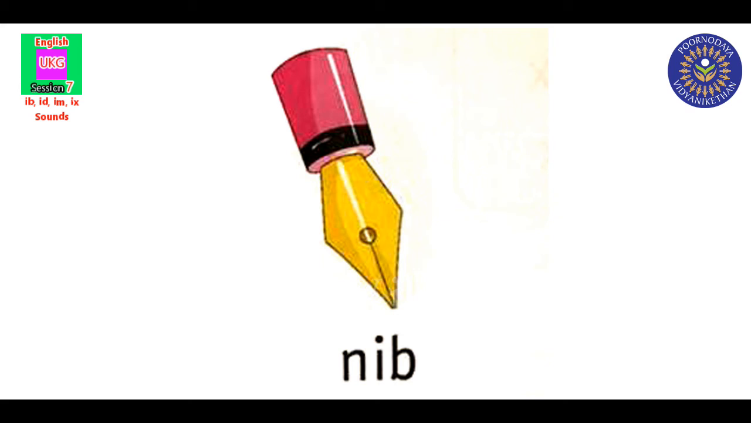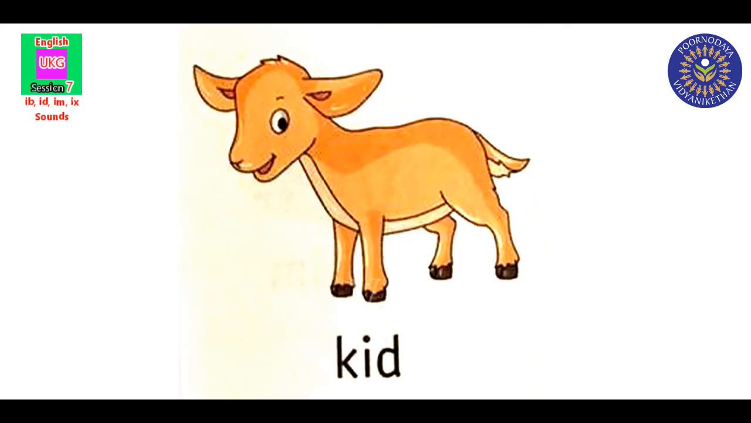This is nib. Very good. This is nib. And what is the spelling? N-I-B. What is the spelling, children? N-I-B. Now, can you tell me what is the sound here? Ib sound, isn't it? It is ib sound. So, what is this? Nib. What is the spelling? N-I-B. And what is the sound? Ib sound.